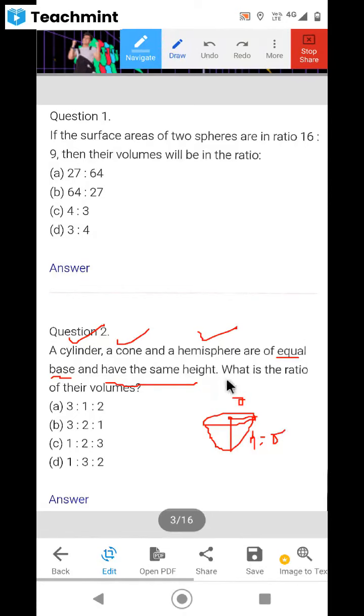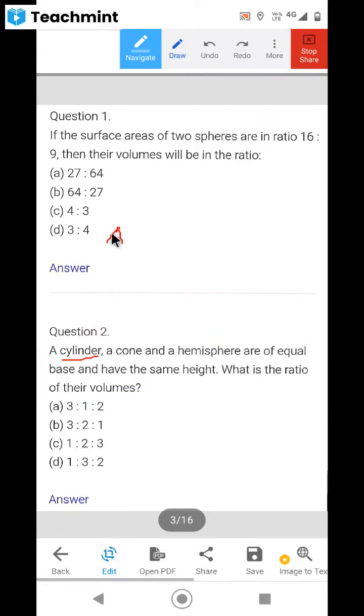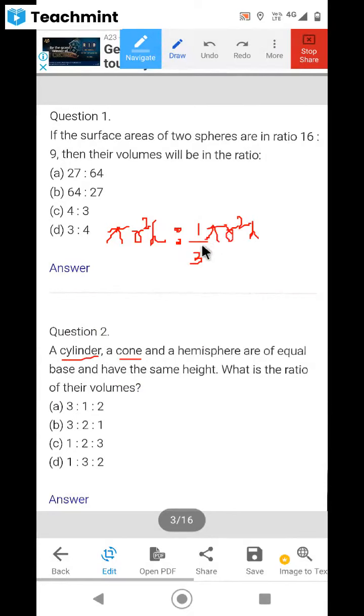All right. Now, what is the ratio of their volumes? They are asking for the ratio of their volumes. What is the volume of the cylinder? Pi r square h, no? Everybody knows that, pi r square h. Then what is the cone? The cone is 1 by 3 pi r square h, and they're saying the base is the same. Base is the same means the radius is also the same, and the height is the same. They're saying the same height also, so h is also the same. Now let's not go for the third thing yet. Now look at this.